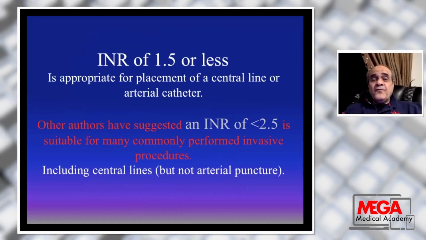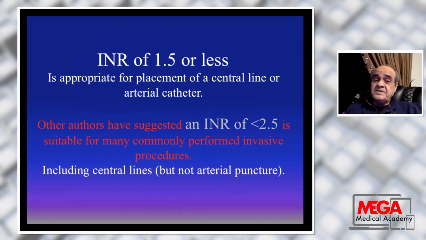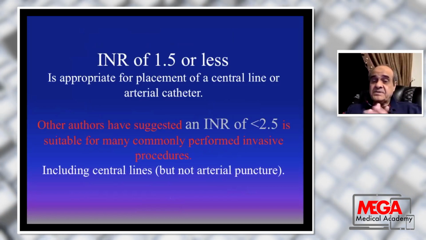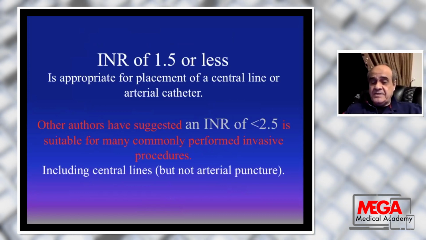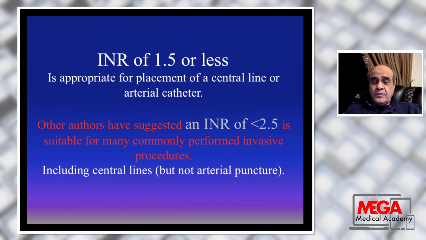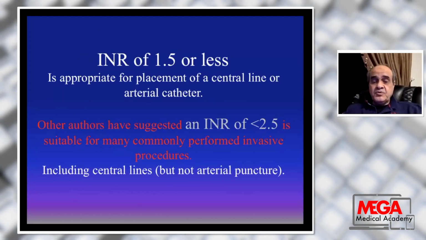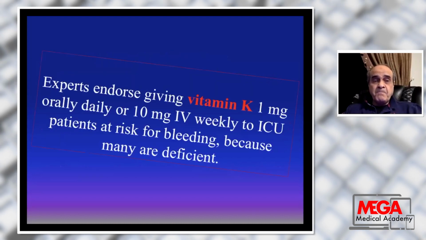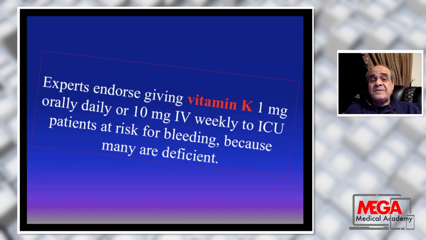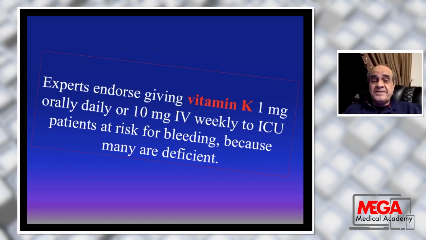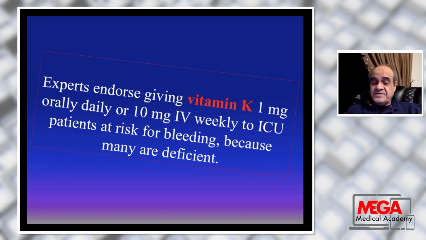With an INR of 1.5 or less, we can insert a central venous line. We can insert even a central venous line in a patient with INR less than 2.5. But an arterial line, we can't. We have to first transfuse fresh frozen plasma or prothrombin complex concentrate. Experts endorse giving vitamin K 1 milligram orally daily or 10 milligrams IV weekly to ICU patients at risk for bleeding, because many critically ill patients are deficient in vitamin K in the ICU.